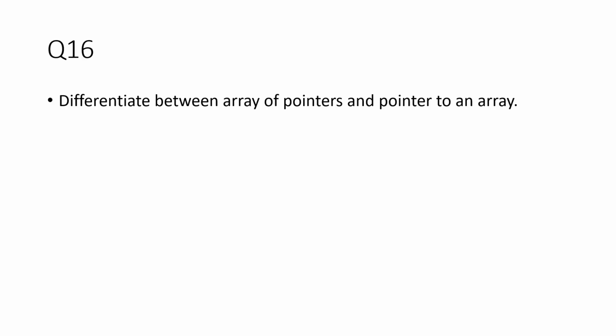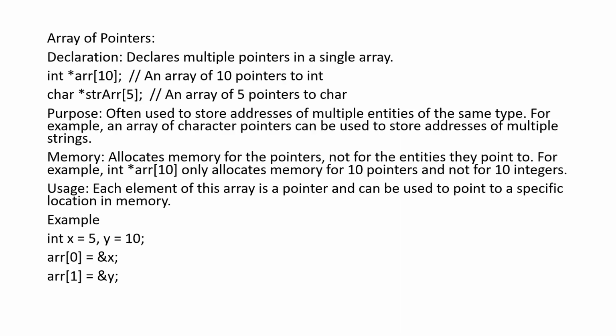Differentiate between array of pointers and pointer to an array. An array of pointers declares multiple pointers in a single array. For example, int *arr[10] is an array of 10 pointers to int, and char *strArr[5] is an array of 5 pointers to char. It is often used to store addresses of multiple entities of the same type. For example, an array of character pointers can be used to store addresses of multiple strings.